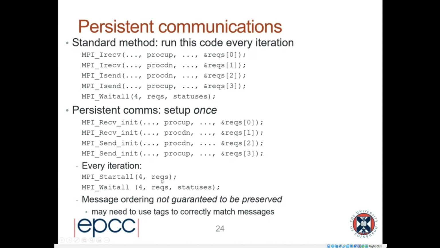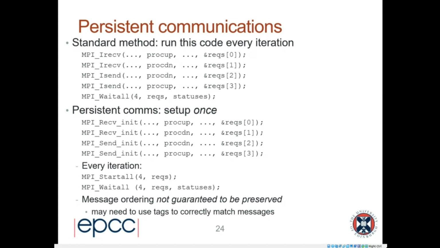Start all is only possible if you call the sends and the receives every time with the same parameters, with the same counts, pointers, everything. But that's often the case. And then every iteration, you do MPI start all and MPI wait all. Unfortunately, this gives MPI a lot of freedom, because you're saying, I want to start all these 4 requests, and that allows MPI to start them in any order. So message ordering isn't guaranteed, and you may need tags to correctly match the messages, which is a bit ugly.